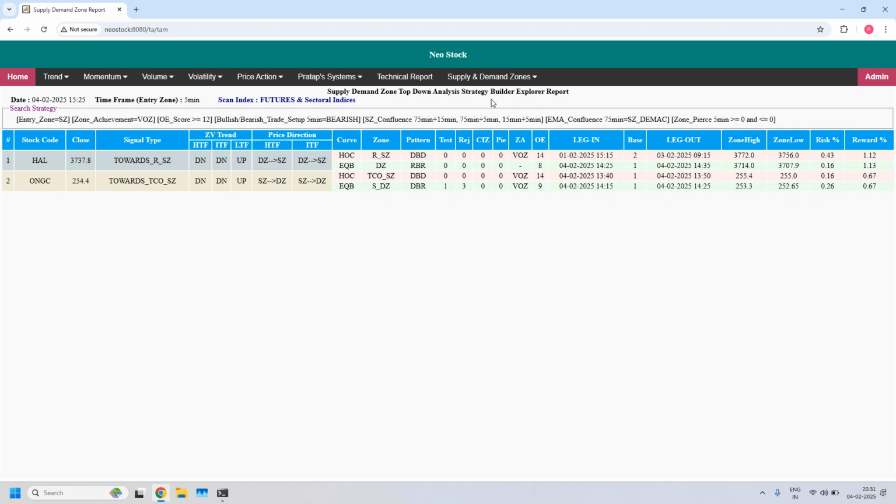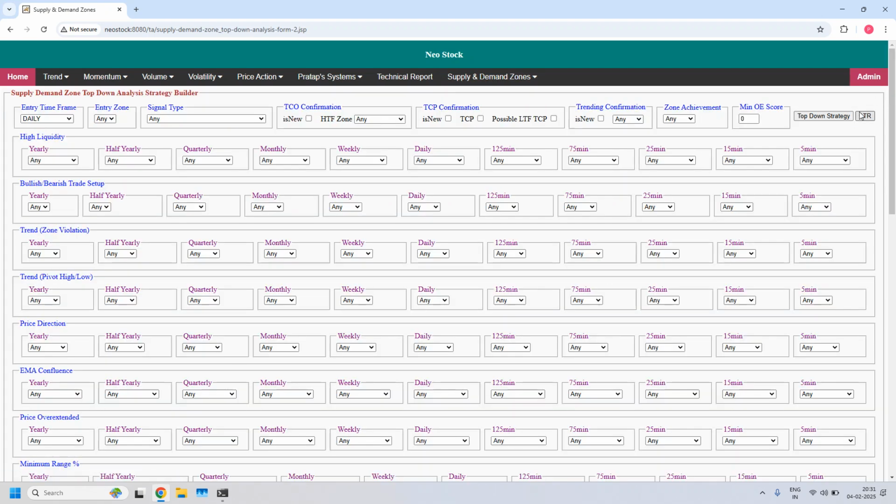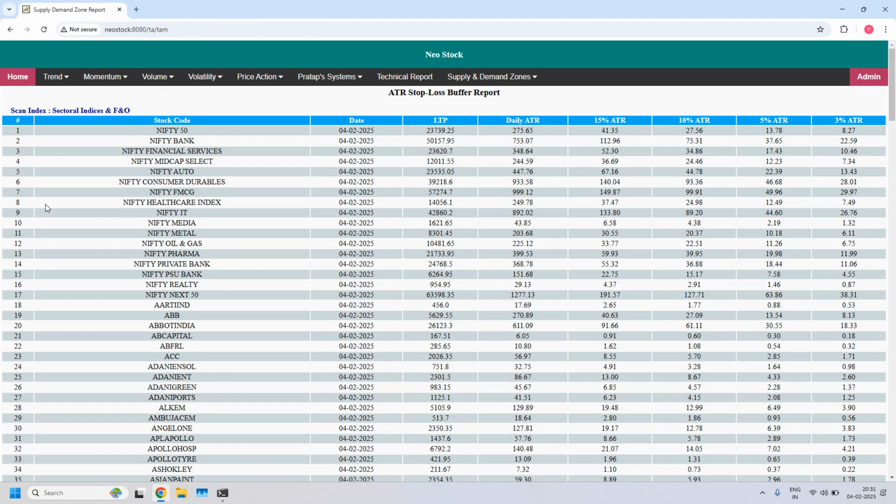And in the final report, let us generate stop buffers based on daily ATR. First 17 in this list are indices, remaining all are equity stocks. So I keep on scrolling the list down. Whichever the stock you want to refer, there you please pause the video. After that you can proceed further. Okay, I'm scrolling the list down.